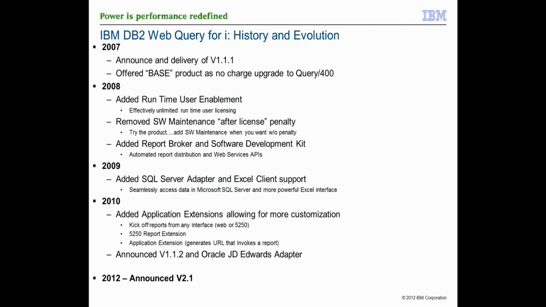So as I mentioned, Web Query has been out since 2007, and I just like to throw this chart up there to let folks know that we continue to keep the drumbeat going, that we try to make a splash just about every year on enhancements to DB2 Web Query. So in 2007 we came out with it. We added some significant enhancements in 2008, 2009 and 2010. We added new versions, and in 2012, earlier this year, in June, we announced and made available version 2, release 1 of DB2 Web Query.